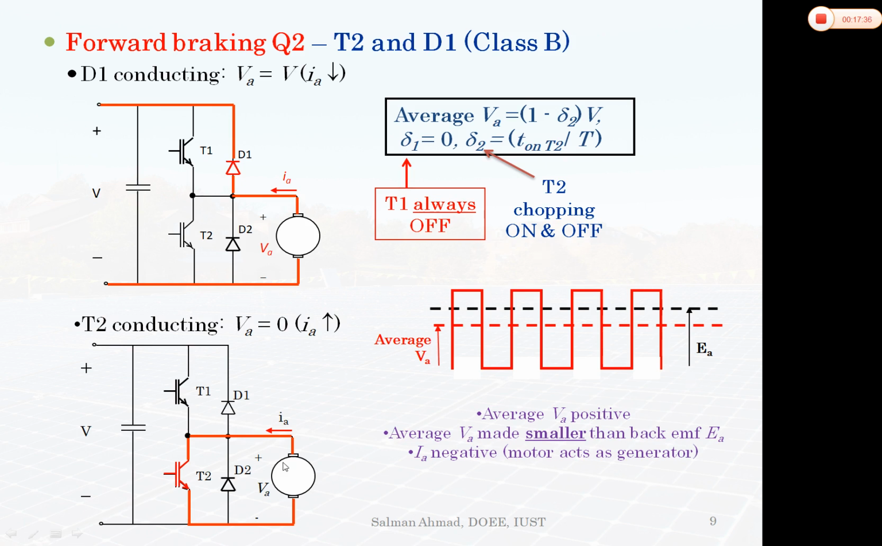Here again the condition is that the back EMF voltage must be greater than the terminal voltage. The back EMF voltage, represented with the black dashed line here, must be greater than the average terminal voltage. So average VA is positive, average VA is smaller than back EMF EA, IA is negative, so the motor acts as a generator. That means quadrant 2 operation.